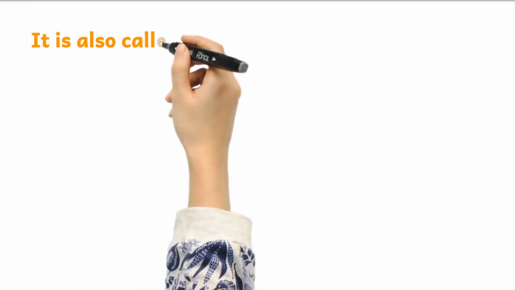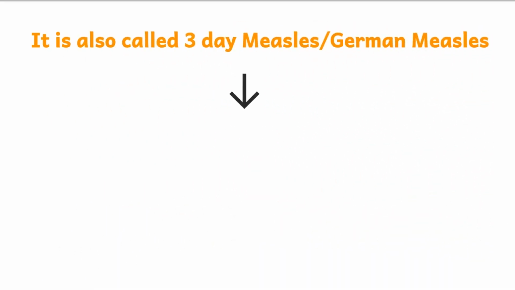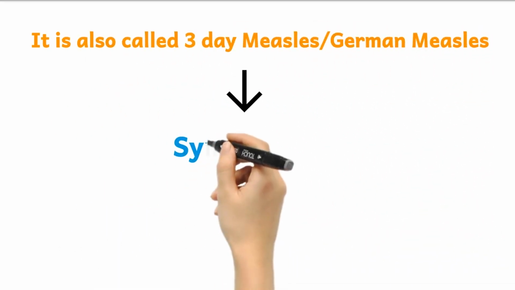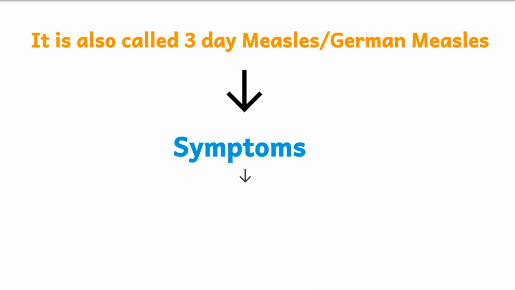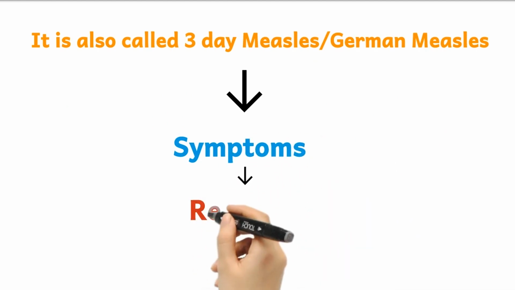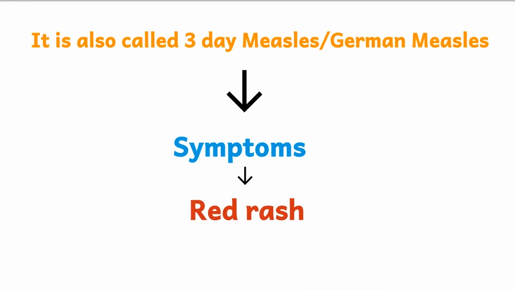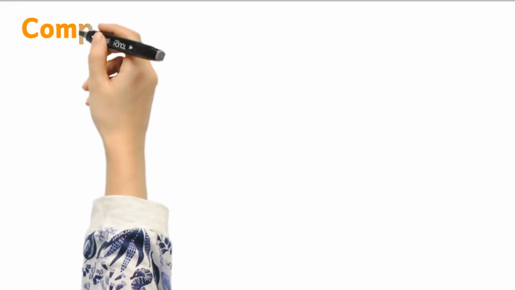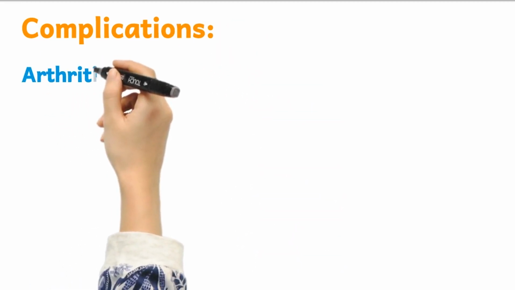As I mentioned earlier, rubella is also called three-day measles or German measles, a name given to it because the two illnesses share some symptoms, including the red rash. However, rubella is caused by a different virus. Rubella is a mild infection and complications don't usually occur.